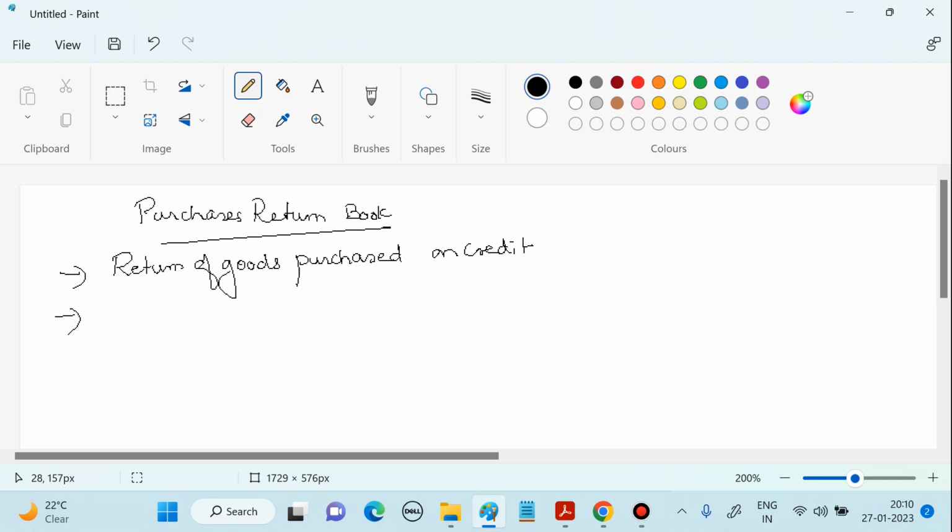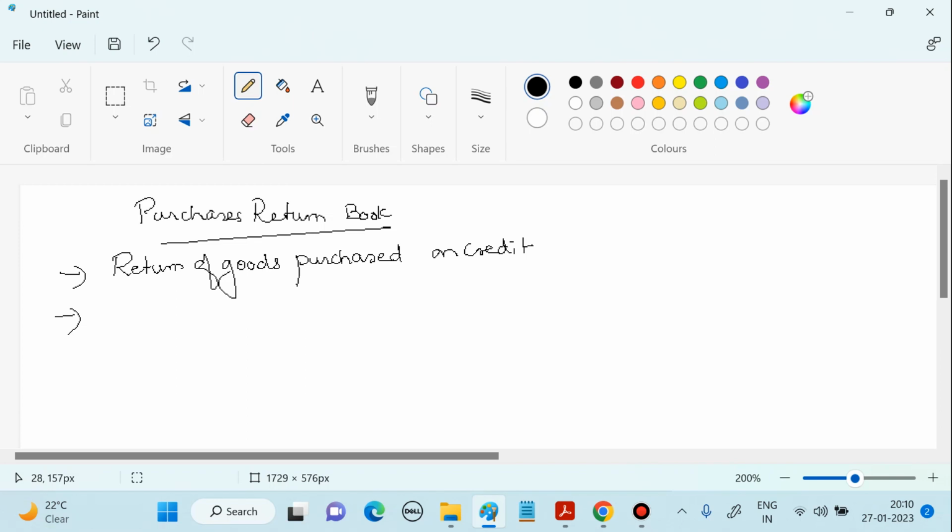No, correct. So only the return of goods which are purchased on credit, means whatever credit purchase you record in purchase book, in respect of those goods which you have recorded there, if there is a return, then that return will be recorded here in the purchase return book. That you should be very clear.